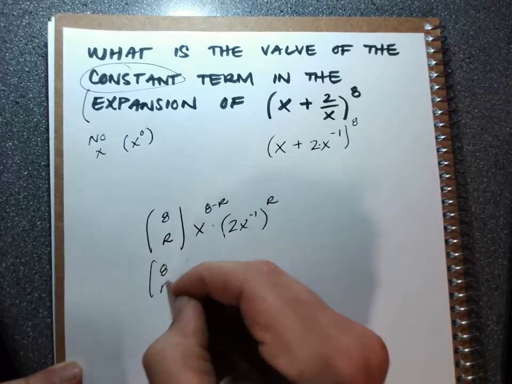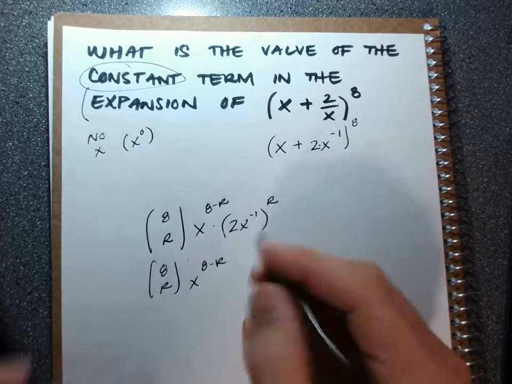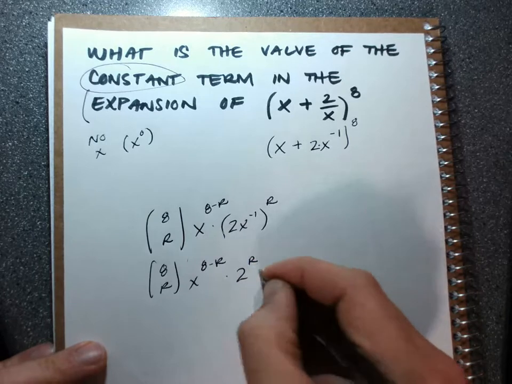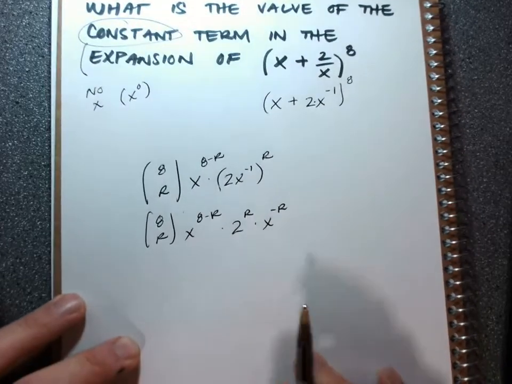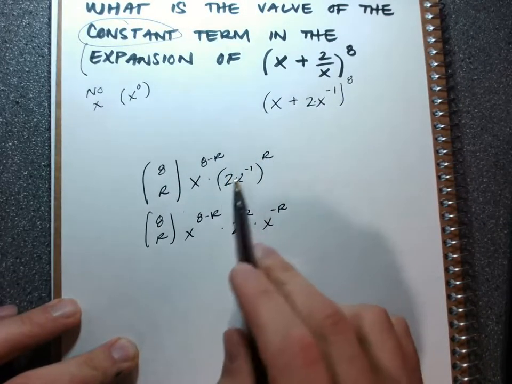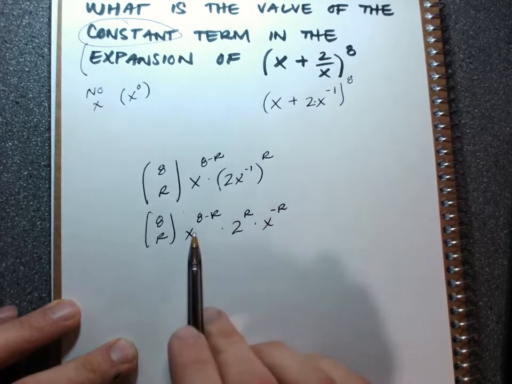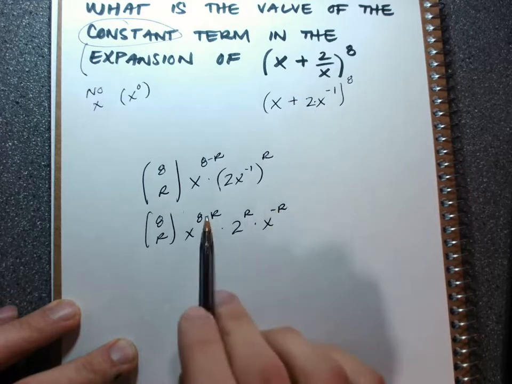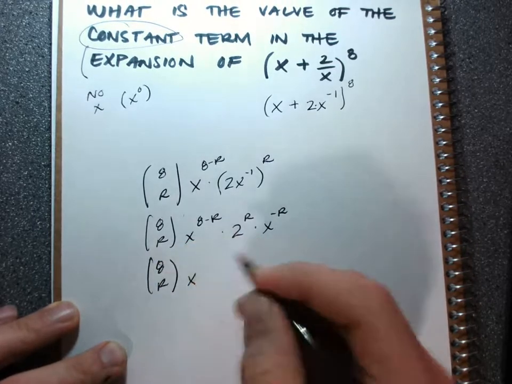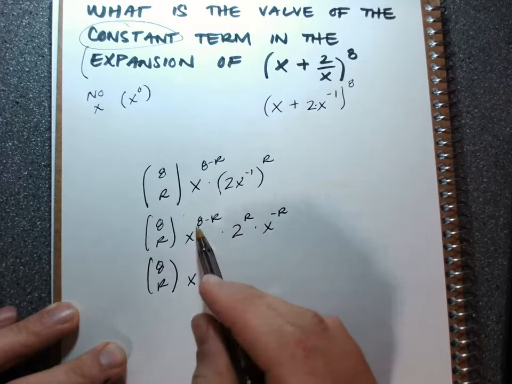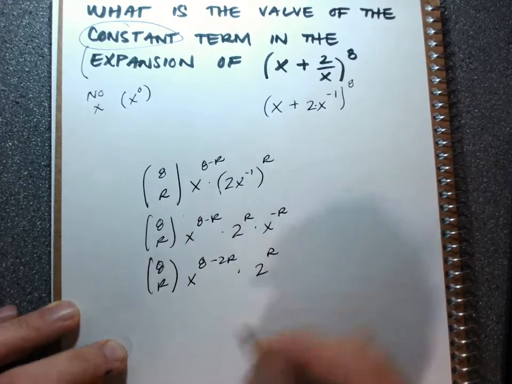So moving forward here, let's distribute or power rule this. So 8 choose r, minus r. This would be 2 to the r, and then also times x to the negative r. All right, so the r is applying to both of those, the 2 and the x. And the x's have the same base, and so we can combine the exponents with the product rule, whereby we add them. x to the 8 minus 2r, and then we have this 2 to the r still.